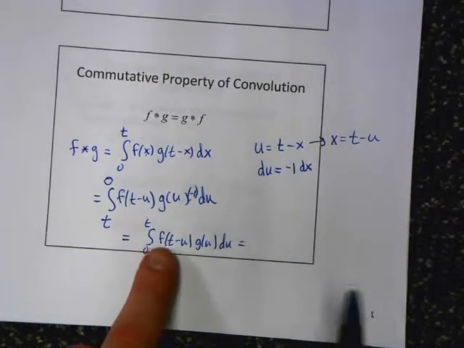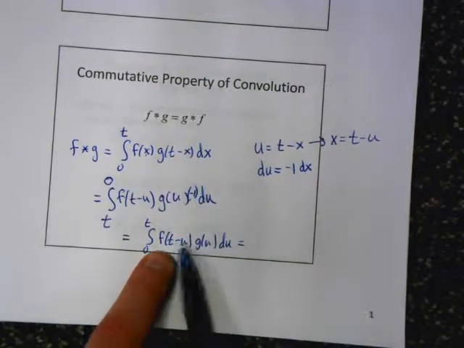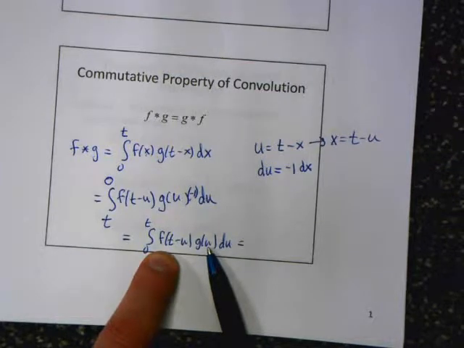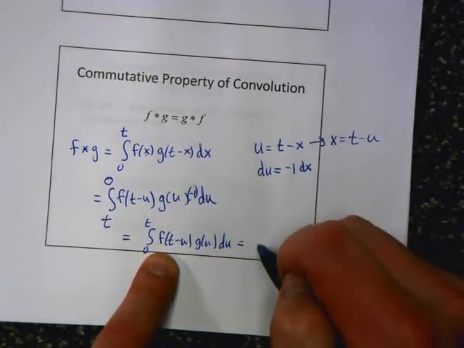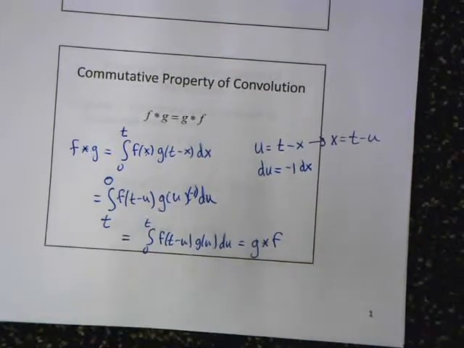So notice what we've done. We started with g of t minus x, now we have f of t minus u. We started with f of x, now we have g of u. We've spun them around. So what do we have now? We have g star f.